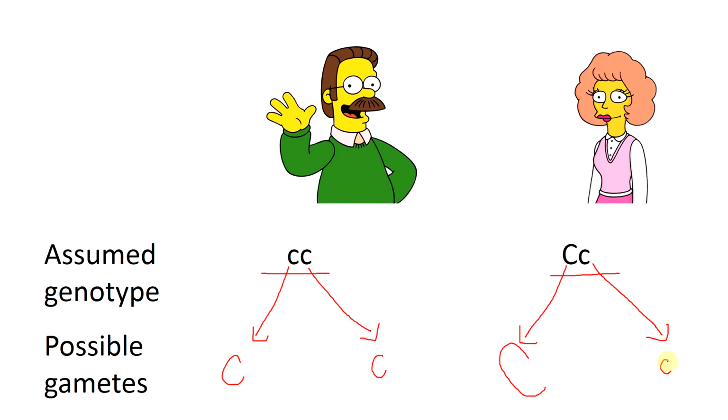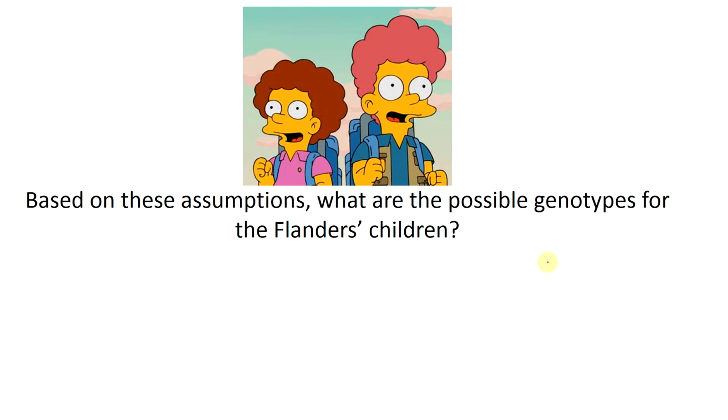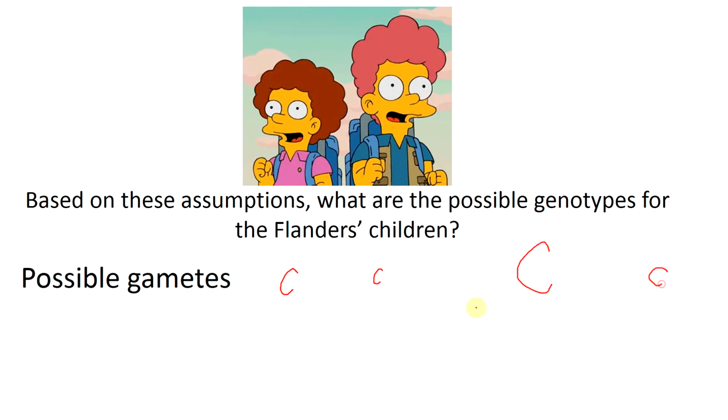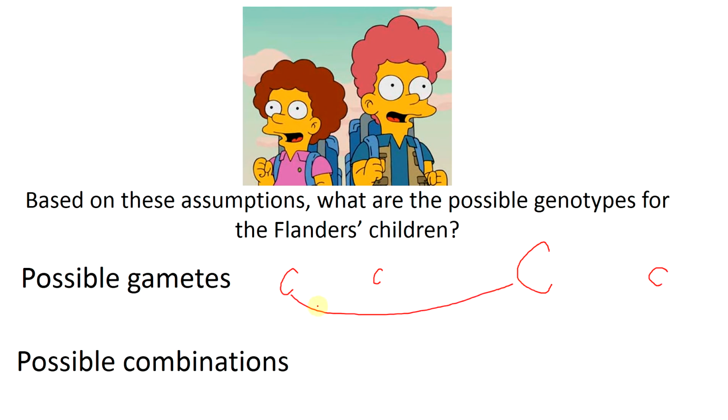So based on these assumptions that Maud is heterozygous, with a big C, little c, what are the possible genotypes for the Flanders children? Well, we have to look at all the possibilities and explore the possible combinations. The possible gametes: they could get a little c from dad or a little c from dad, and from mom, they could get a big C or a little c. So those are the possible gametes being contributed. What are the possible combinations? This one could go with that one, or it could go with that one. This second little c could go with that one. As you see, you could get some complicated lines being drawn.